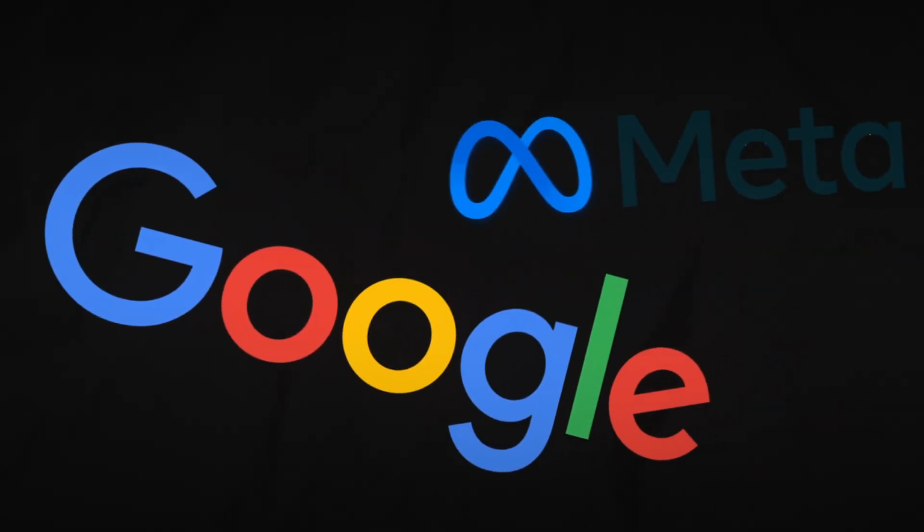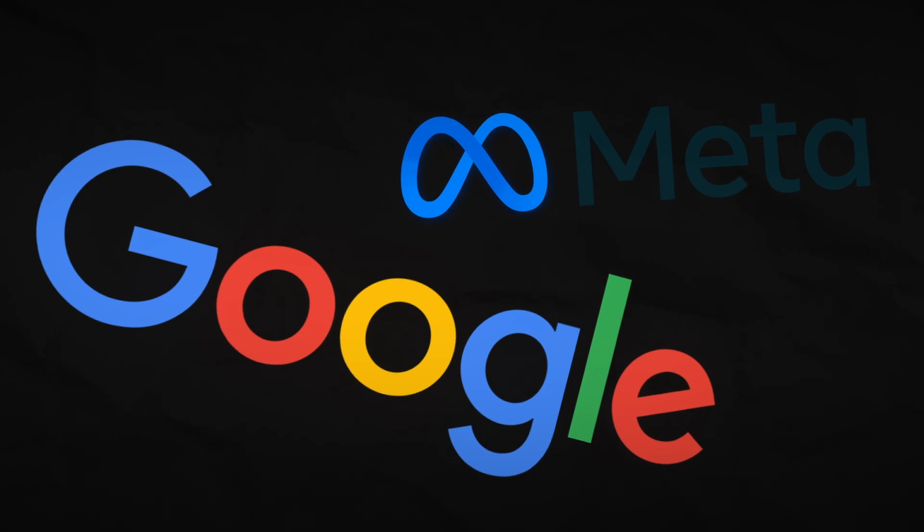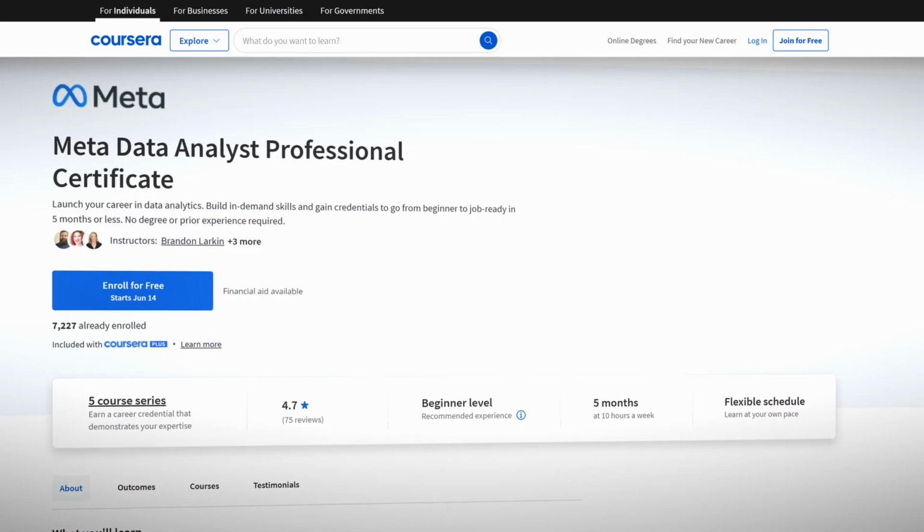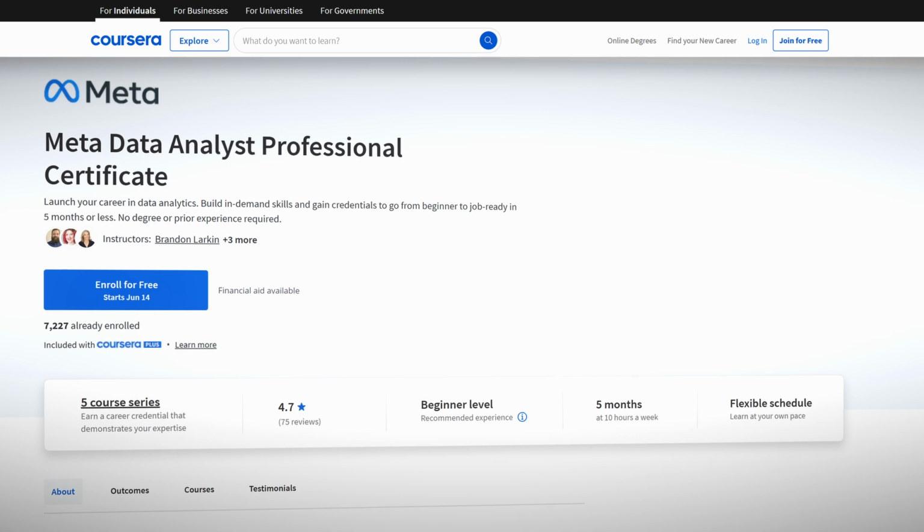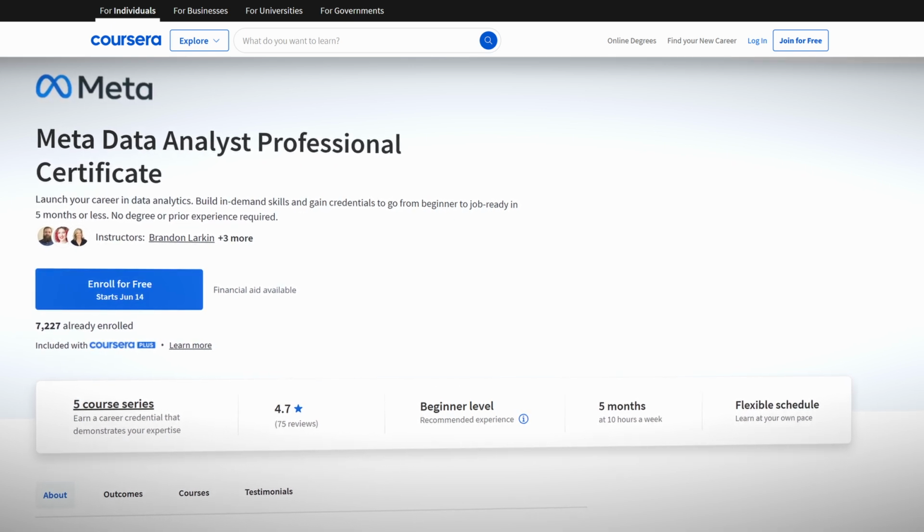Now, both of these programs are from very credible institutions. I mean, it's Meta and Google, and they both have their own course programs. They've launched a lot of courses in the past. And of course, Google has the advantage that it's been around longer for the data analytics course. But on the other hand, I would also say that Meta makes your certificate more unique, as it's still very new and there are very few people that have this one.